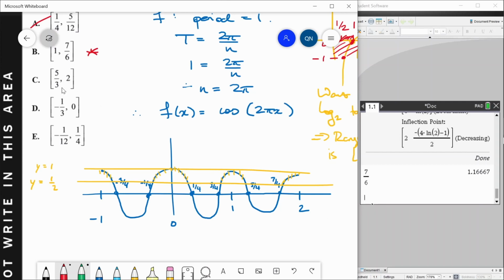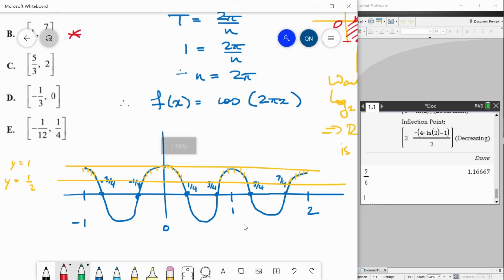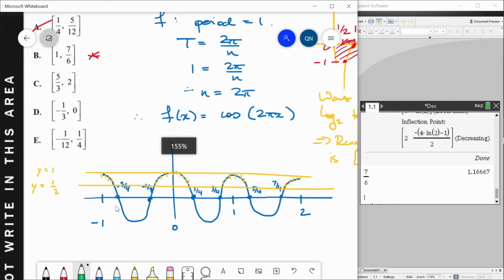C, it's 5/3 to 1/2. So 5/3 is like 1.4, I think. Now 1.4, that's beyond the 5/4 over here. So we're starting over here and we're doing something else. So it's already outside of the yellow band.